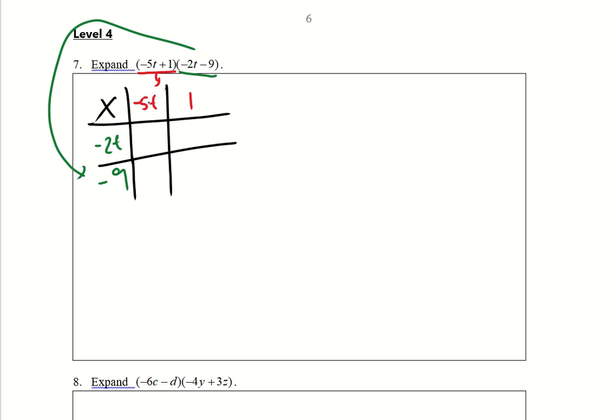So the first box, negative 5t multiplied by negative 2t. The first thing is negative and negative becomes positive. The next thing is 5 times 2 is 10. So you put 10. And then t times t is t squared. So t squared. Then move on to the next one.